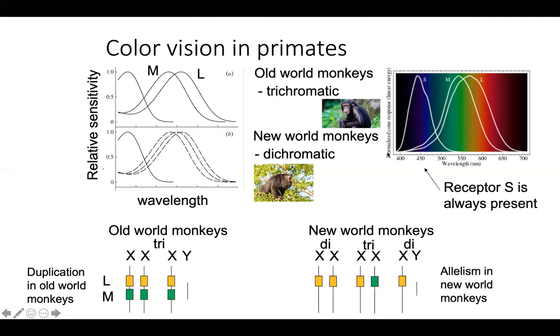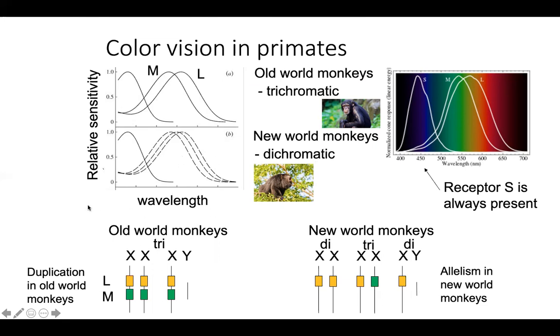New World monkeys are dichromatic. They basically only have the ability, well, the base state is the ability to only see in the blue color spectrum, and then in a color spectrum that is somewhere in the red, yellow, green, but just a single peak. It's more complicated, and we'll get to that.